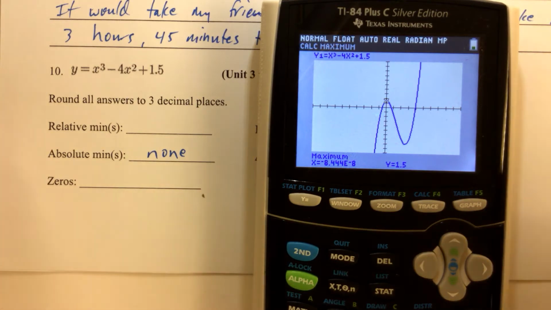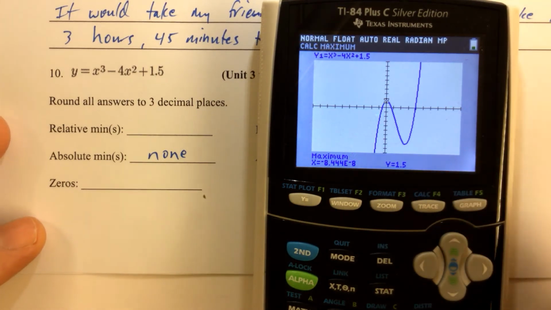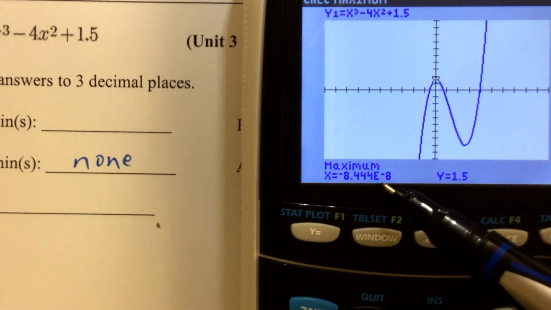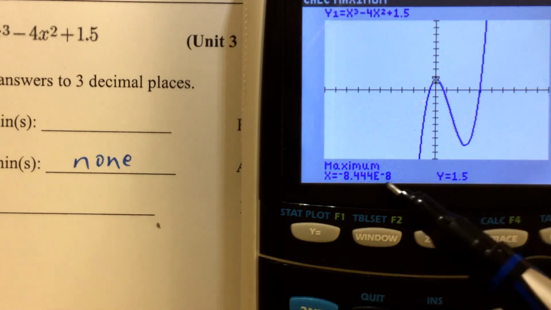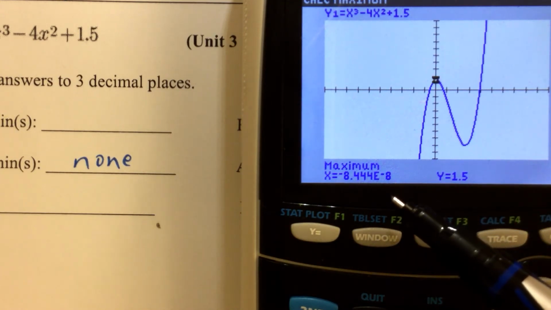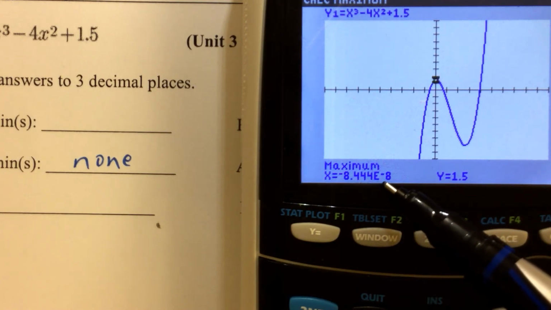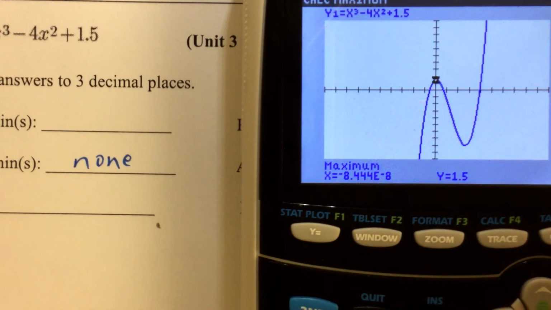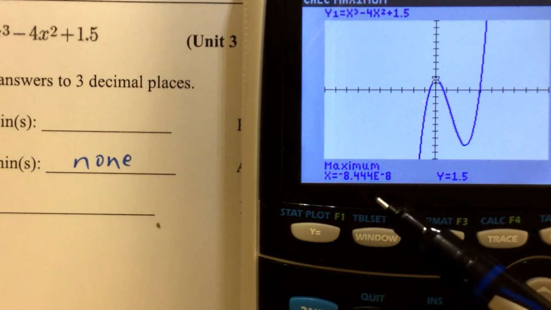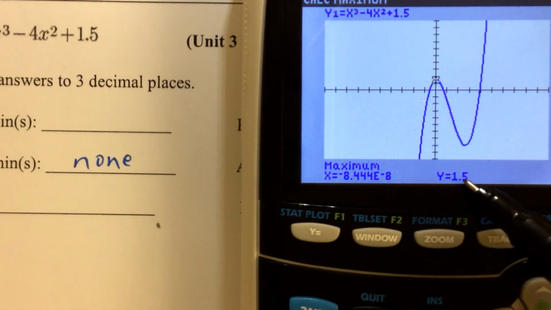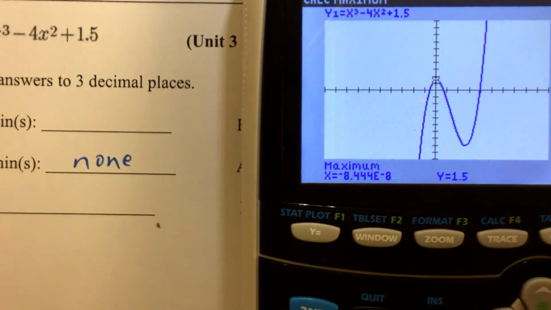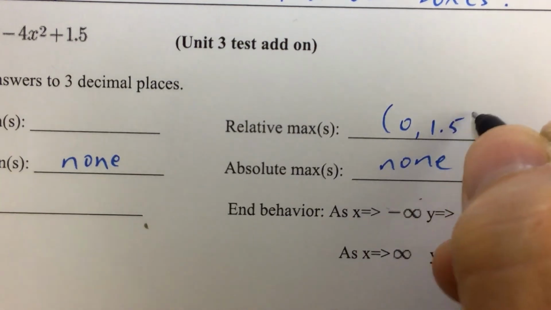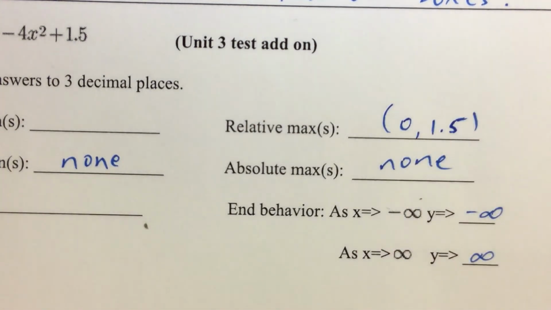Let me zoom in a little bit here. The x value says negative 8.44e minus 8. Well, that just means negative 8.4 times 10 to the negative 8, which we've talked about before, and that really is relatively 0. In fact, when you round that number to the nearest 3 digits, it is 0. So we're going to replace that ugly number with just 0, and y equals 1.5. We have a relative max at 0, comma, 1.5. That's how we find our relative max.